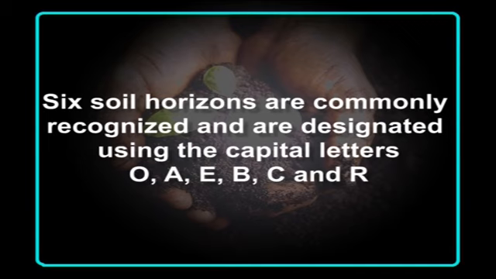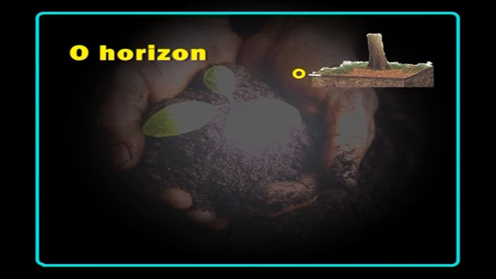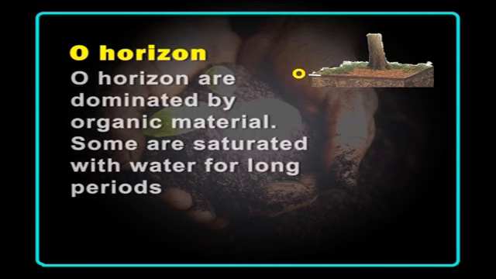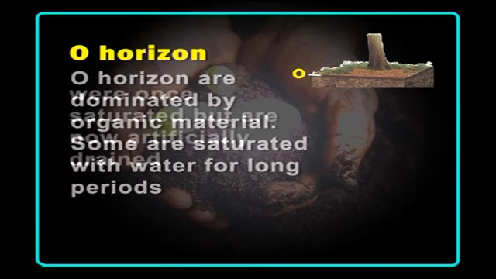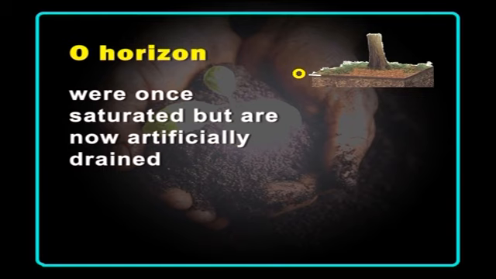6 soil horizons are commonly recognized and are designated using the capital letters O, A, E, B, C and R. Let us study about these horizons one by one. O horizons. O horizons are dominated by organic material. Some are saturated with water for long periods or were once saturated but are now artificially drained.